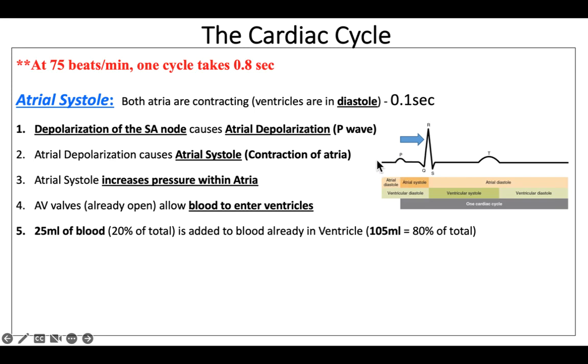So prior to the P wave, we were towards the end of a cycle. We started to refill. When the heart ejects blood, it's going to start refilling even before the next cycle. So by the time you get to a new cycle, you've got about 80% of the volume in your ventricles. Therefore, when we go through the atrial systole, you're just adding another 20%, in this case, the 25 milliliters.